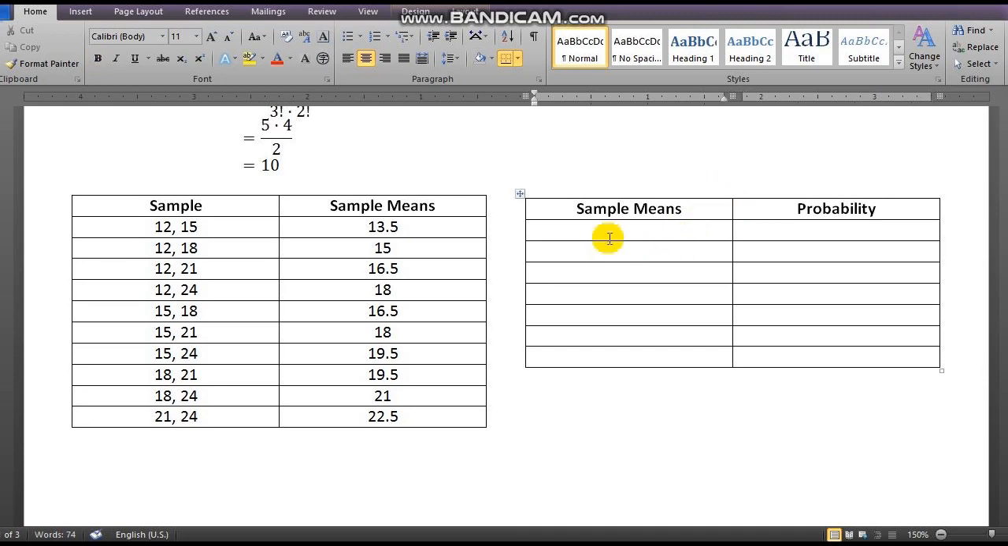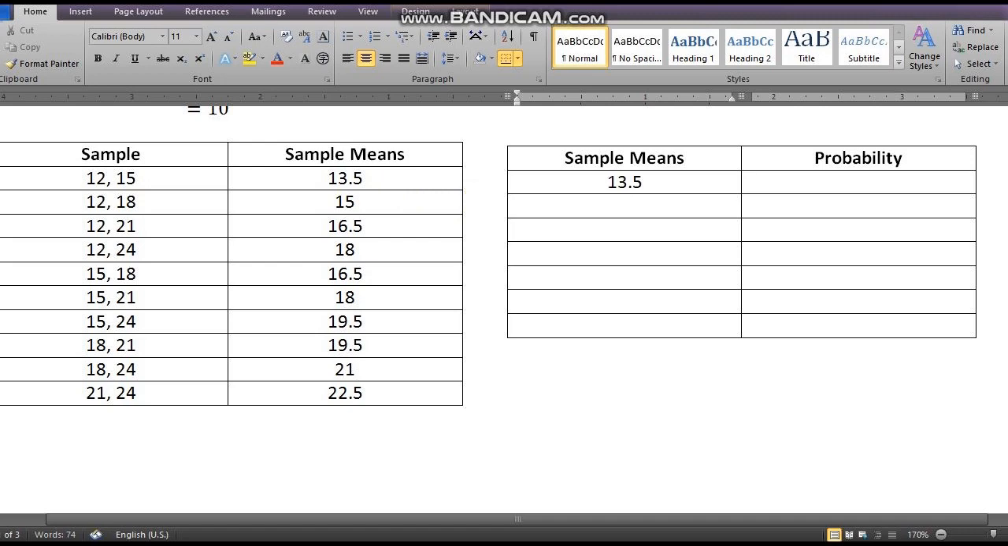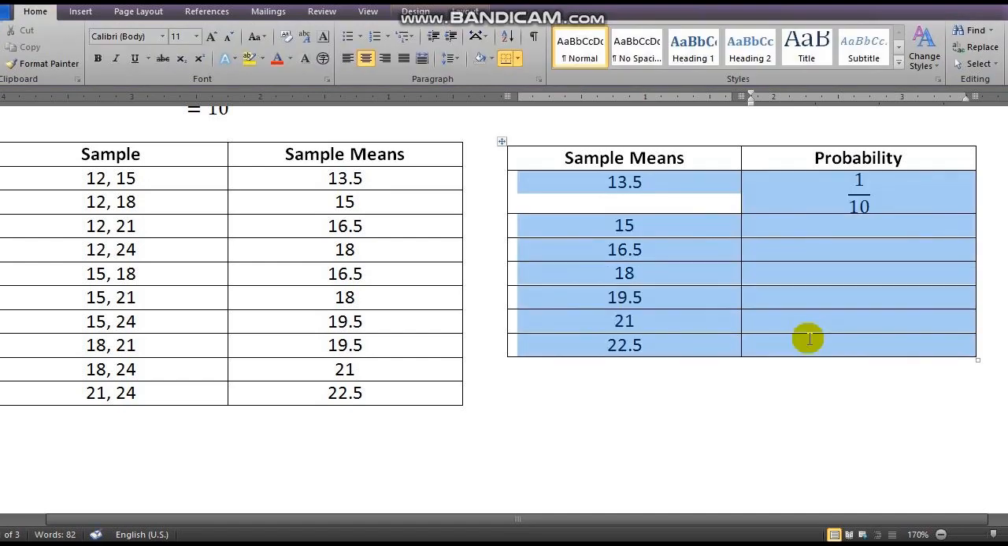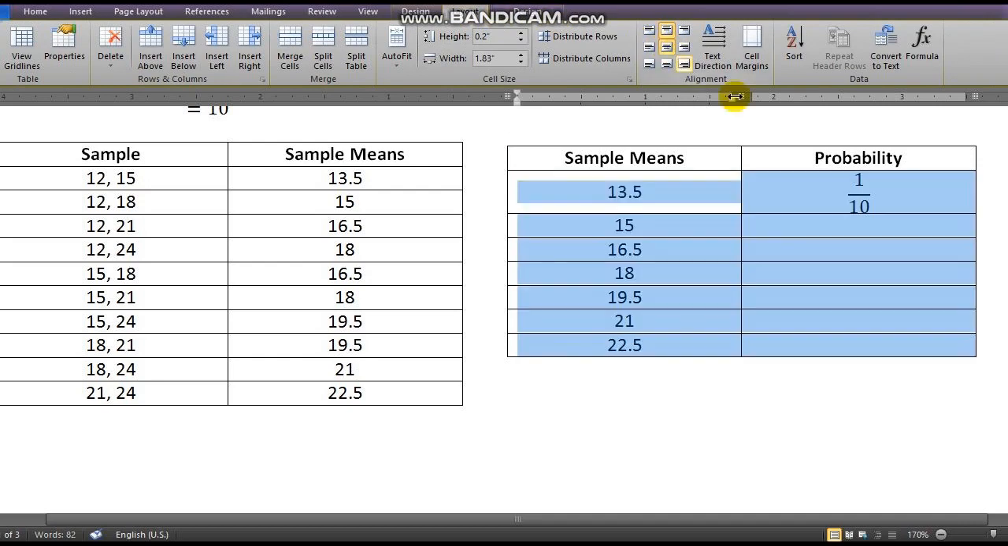So what are the sample means that we have? We have 13.5, we have 15, we have 16.5, we have 18, we have 19.5, we have 21, and we have 22.5. So we're going to check how often this sample mean appeared out of how many times. Let's look at 13.5. This 13.5 in our sample means appeared only once out of 10 times. So the probability is 1 out of 10, so 1 over 10.